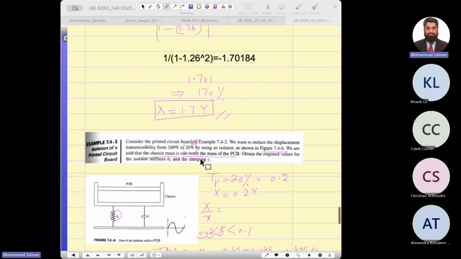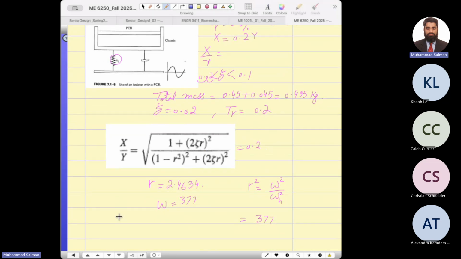So how do you write it down? Let me show you, 2 pi f. So I can write down here 2 times pi times 60, about 377 radians per second. This is the forcing frequency. So now this is our forcing frequency.